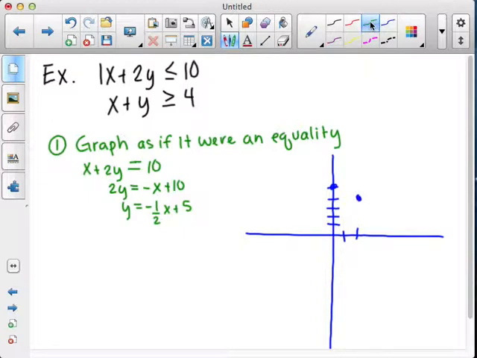And before actually drawing my line, step 2 is decide if dotted or solid. Now I know that this is going to be a solid line because, thinking back to yesterday, dotted lines are less than or greater than. This has a less than or equal to, so that means that it's going to be a solid line. So I'm going to draw in my solid line here.